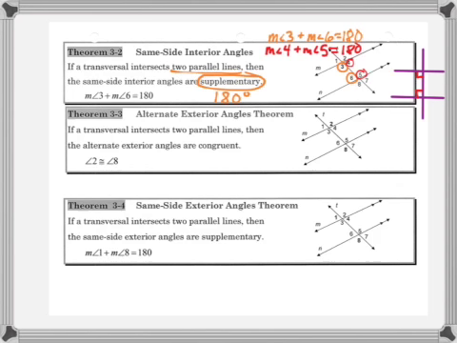We also then have the alternate exterior angles theorem. That says that the exterior angles have to be congruent if we have parallel lines cut by a transversal. We can again go through proofs of those to prove that these theorems are in fact true. So in our picture, 2 and 8, and 1 and 7 would have to be congruent if we had parallel lines. Our last theorem for starting with parallel lines is the same side exterior angles, and these are supplementary. This is very similar to theorem 3.2.